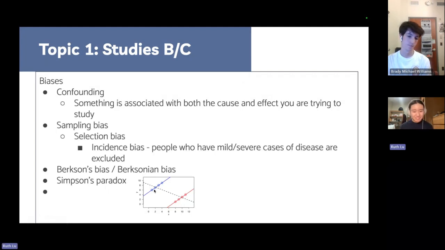Here's just a graph showing what happens. This is population A, this is population B. You can clearly see there's a positive trend between X and Y in both populations. But then you put them together and it looks like there's a negative trend. So the question is, how do you want to analyze this? Do you want to say there's a negative trend, or are there positive trends?